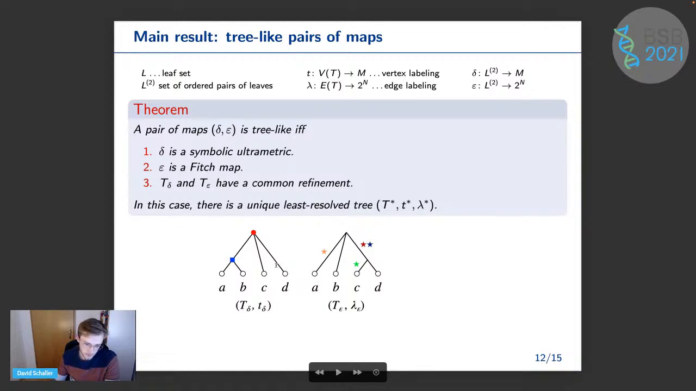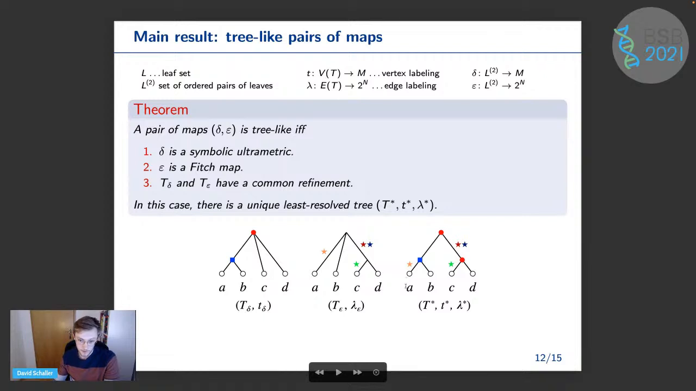Okay, we could simply here take C and D and refine this tree by collecting both of them under a newly created vertex. Or equivalently, we could go in this tree and collect A and B under a newly created vertex. So in both versions, we end up with this tree here. So this is a common refinement of these two trees.